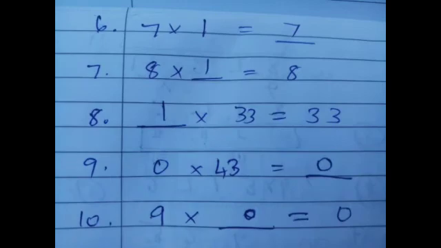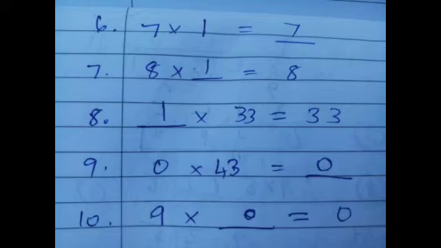Sixth one is 7 multiplied by 1. Whenever we are multiplying any number with 1, we are going to get the same number. So, seventh one also, 8 into 1 is equal to 8. Eighth one also, 1 into 33 is equal to 33. This is also a property. And the next property is whenever we are multiplying with 0, we are going to get 0 as the answer.